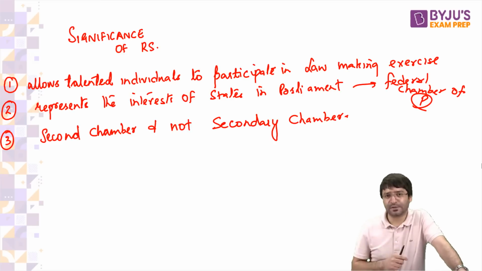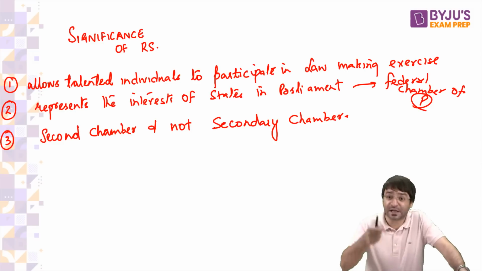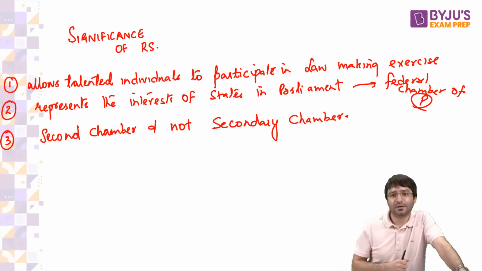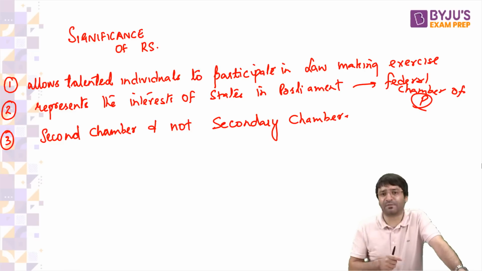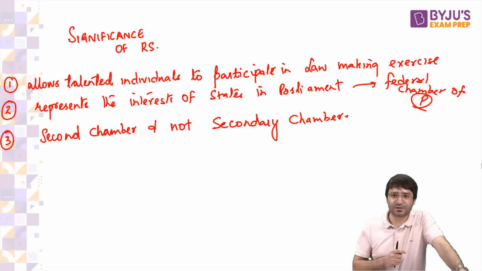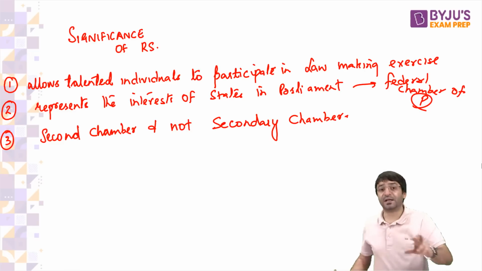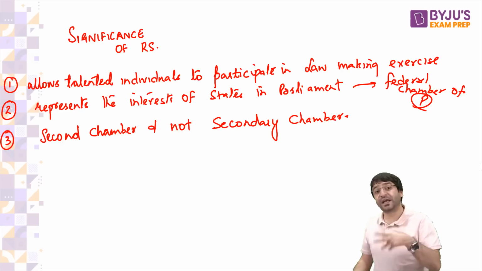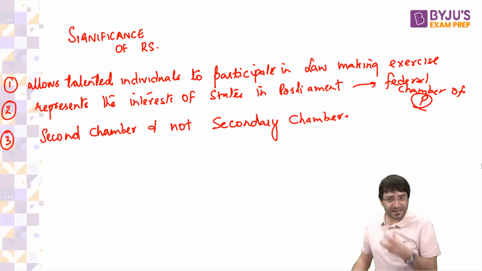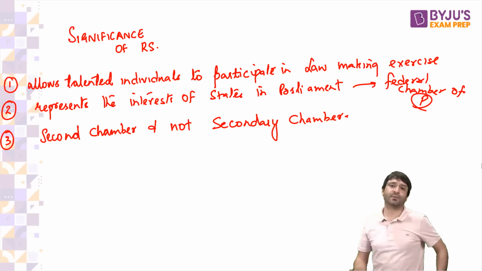legislative council, I will tell you that legislative councils are secondary chambers. They are inferior chambers. Legislative assembly has more power as against legislative councils. But we say Rajya Sabha is not the secondary chamber. It's the second chamber of the parliament. It has equal role vis-a-vis Lok Sabha. How?